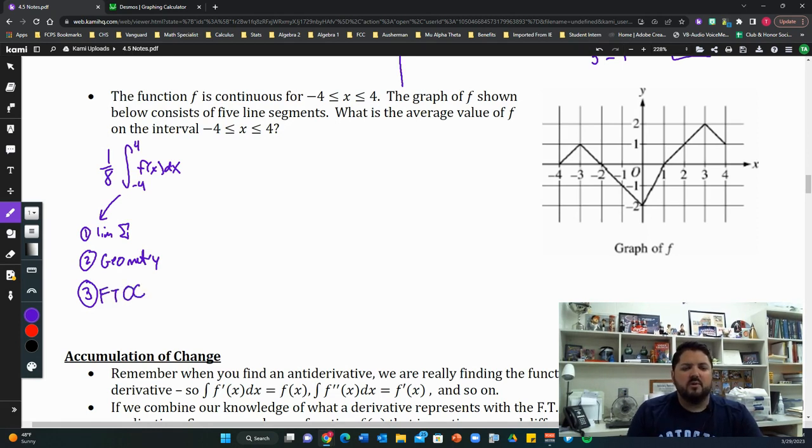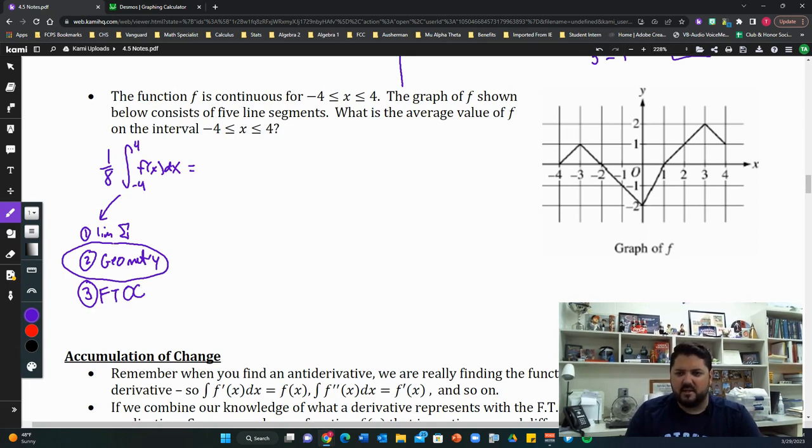In this case, we don't really have the ability to choose 1 or 3 because we don't have equations for all these. They're line segments, so if you really wanted to, you could come up with the equations, but it's not necessary. So in this case, we're going to go with option number 2. We're just going to find the geometric area of all of these shapes. Remember though, regions that sit above the x-axis are positive signed area, regions below the x-axis are negative, so we do have to account for that.